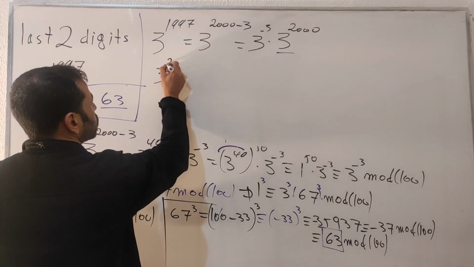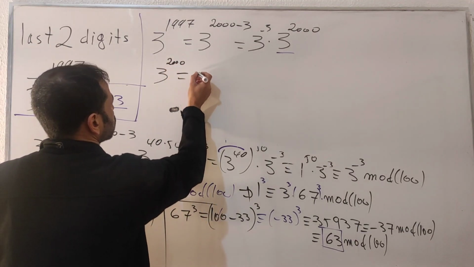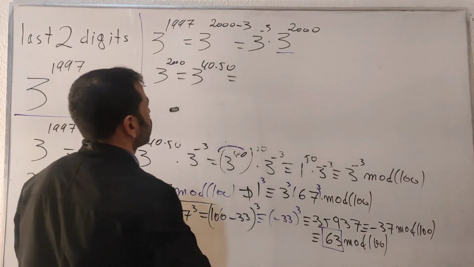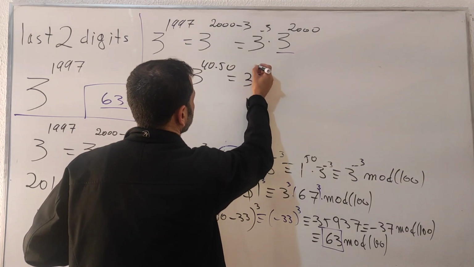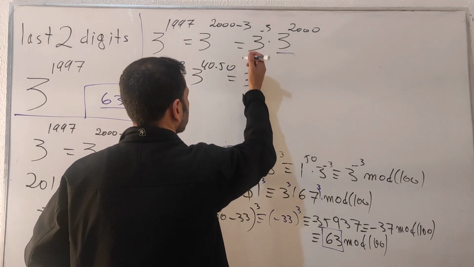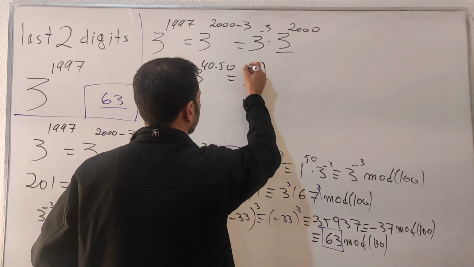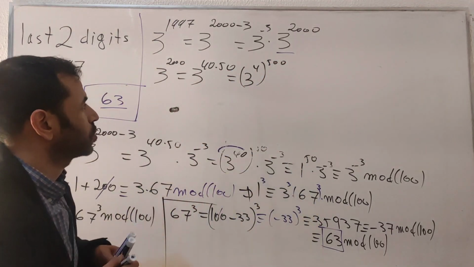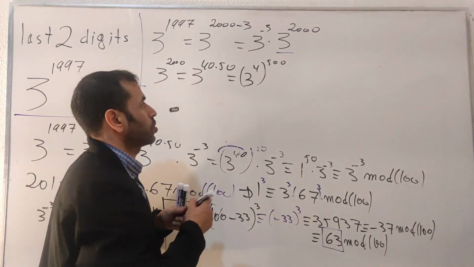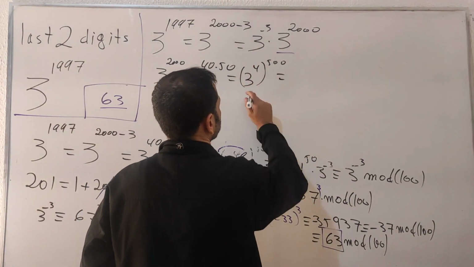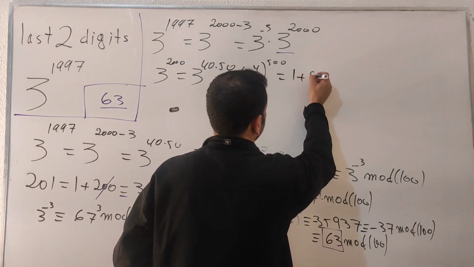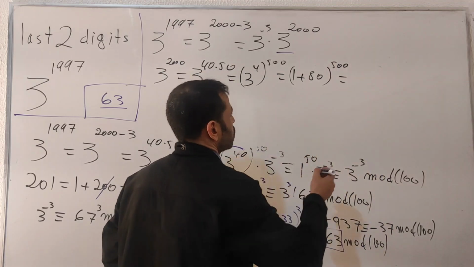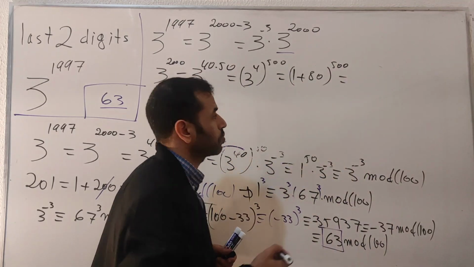So I get 3 to the 2000, and I'm going to use a nice trick here. 3 to the 2000 is 3 to the 4, all raised to the 500, because 4 multiplied by 500 is 2000. This one is giving us 81. 81 is the same as (1 plus 80), all raised to 500. So I'm going to use the binomial expansion here.